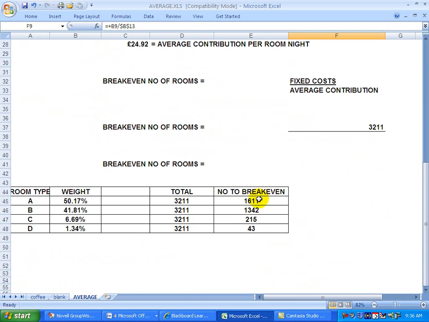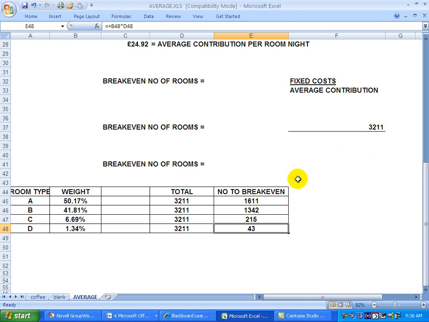And then we can calculate how many of each type of room, if we keep those same proportions, we need to sell to break even, so that those 4 room numbers add up to the 3,211.